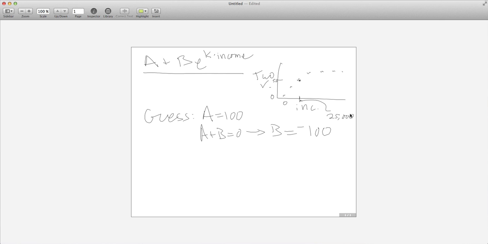And half-life says that the constant is equal to the natural log of 1/2 divided by the half-life. And we're going to guess that our half-life is 25,000. It takes going up to 25,000 to move halfway up this curve. So natural log of 1/2 over 25,000 turns out to equal about minus 2.77 times 10 to the minus 5. Okay, so again, we're going to do this more exactly in R, but we're going to have some guesses. And our guesses are going to be A equals 100, B equals minus 100, and K is minus 2.77 times 10 to the minus 5.